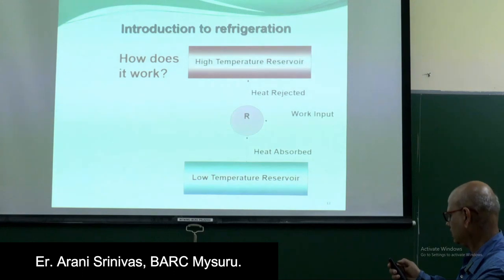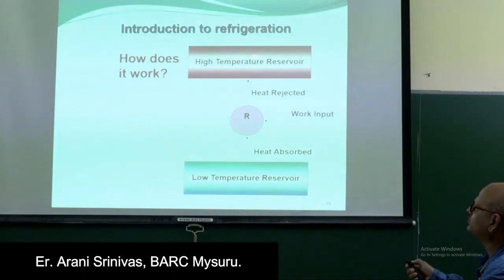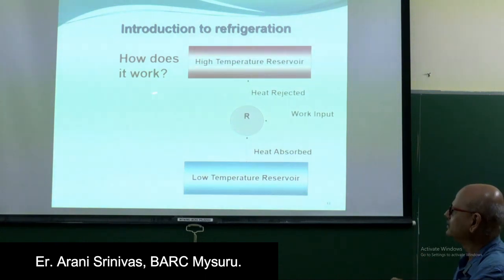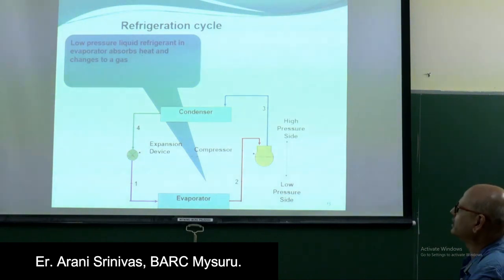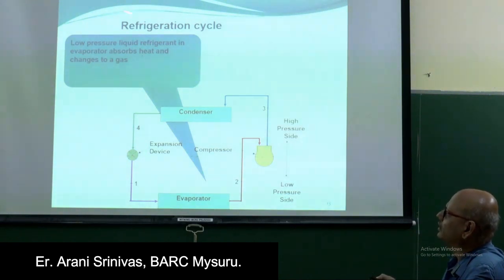Now see refrigeration and air conditioning, as I told you initially, work input. This is the low temperature reservoir, which is nothing but our room. From here heat is absorbed, and we put in work input, that is the compressor. We put in electrical power and compress it, and heat is rejected to the hot reservoir. This is each part: compressor, condenser, expansion valve and evaporator.